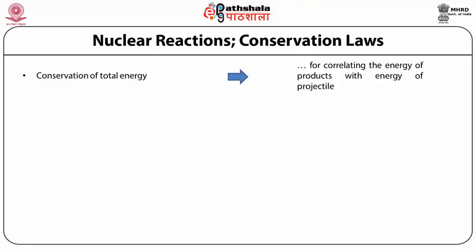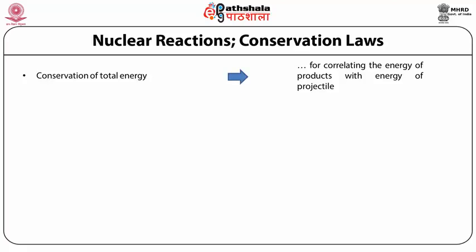Nuclear reaction conservation laws. In the previous slide, we have understood how the nuclear reaction is produced. In this slide, we are going to study the conditions under which nuclear reactions happen. Whenever nuclear reactions happen, they are basically guided by various conservation laws, and the output also depends upon the conservation laws. What are the conservation laws that need to be satisfied?